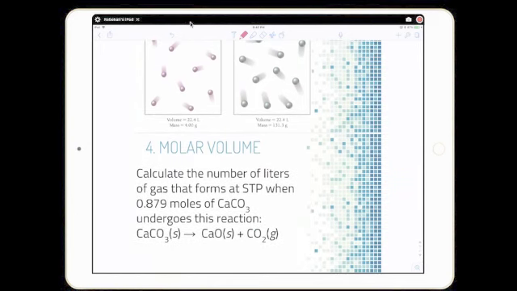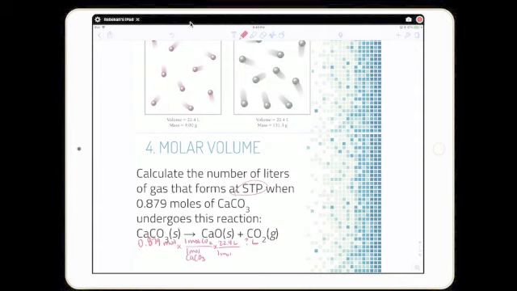So last question. Calculate the number of liters of gas that forms at STP when this many moles of calcium carbonate undergoes this reaction. So I can take this many moles of calcium carbonate and figure out how many liters of carbon dioxide gas. So first, we're going to use a mole ratio, right? For every 1 mole of calcium carbonate, I make 1 mole of carbon dioxide. If I'm at STP, 1 mole of CO2 is equal to 22.4 liters of that gas at STP. That's the only reason I'm able to use this shortcut.